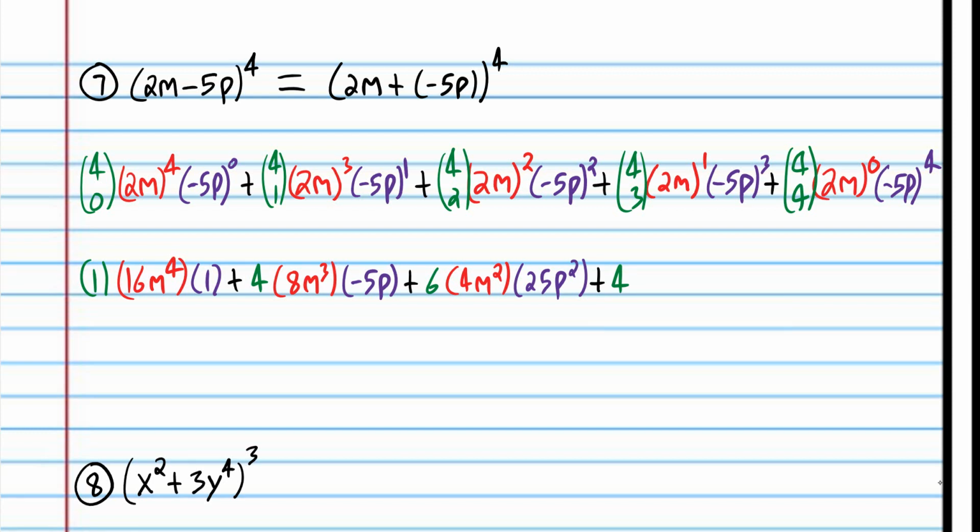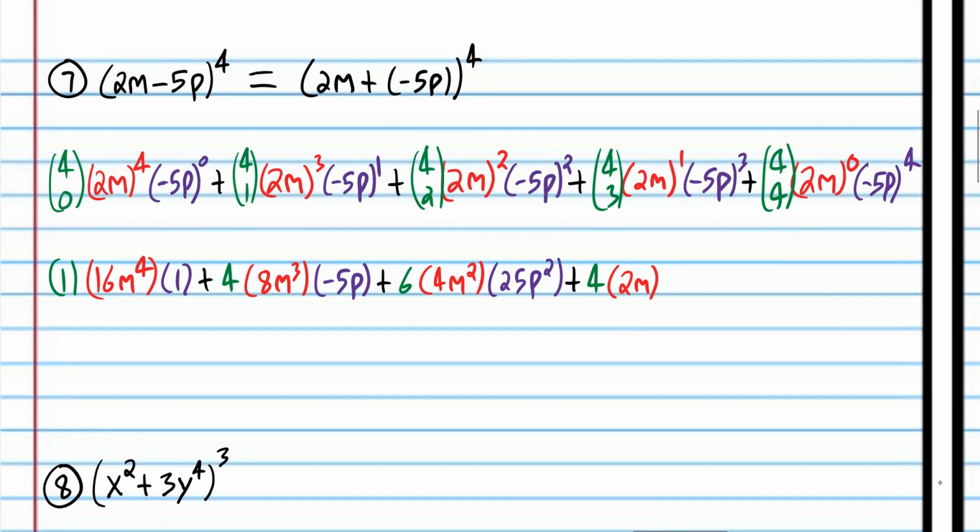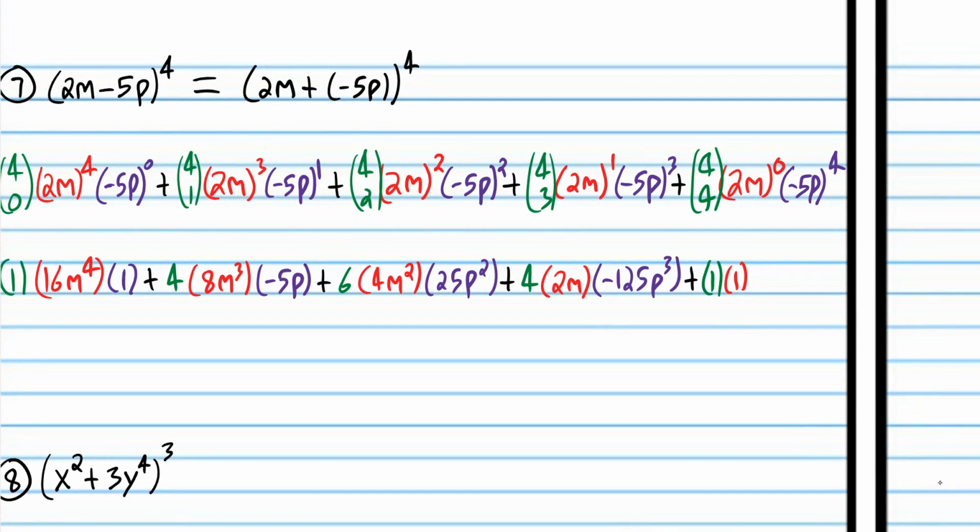And 2m to the 1st power is 2m. And negative 5p to the 3rd power is negative 125p to the 3rd power. And how many ways can we choose 4 things out of 4 things? Well, that's obviously just 1. 2m to the 0 power is 1. And negative 5p to the 4th power is positive 625p to the 4th power.